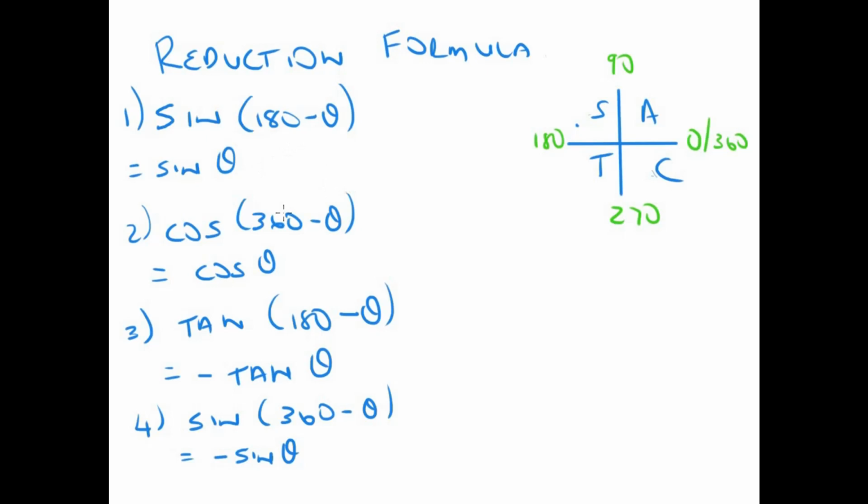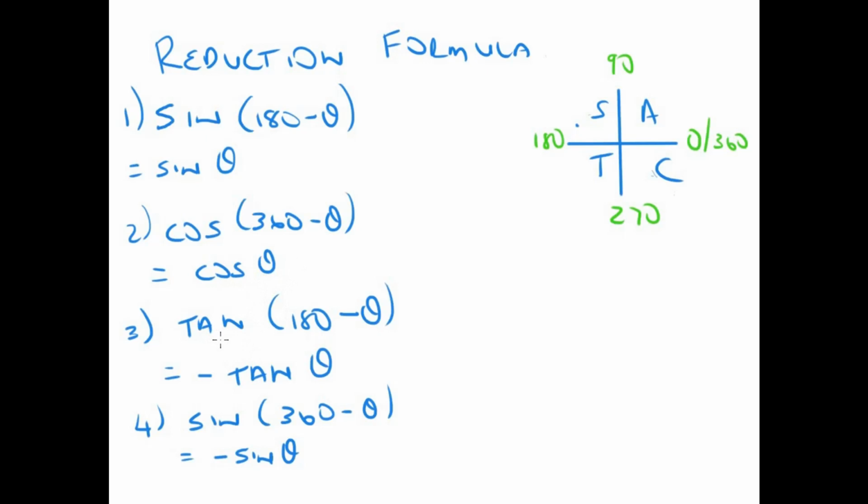Let's do the second one. In the second one, we're going to say cos of 360 degrees minus theta. In which quadrant is that? That's in the fourth quadrant. And in the fourth quadrant, cos is positive. That will simplify into cos theta.